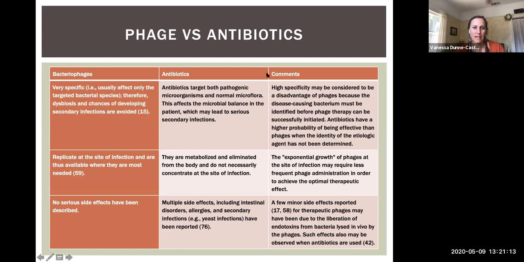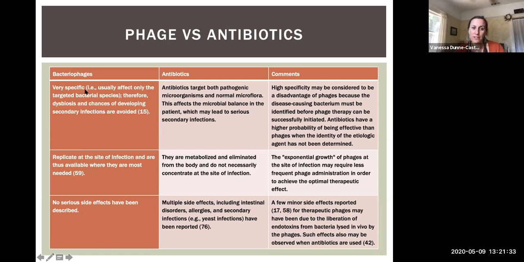So this slide here, and actually I have this on our Canvas page, a whole Word document that has more of these compare and contrast. But this is a super short and simple bacteriophage versus antibiotics, and some of the benefit that you might find using a bacteriophage over a traditional antimicrobial medication.